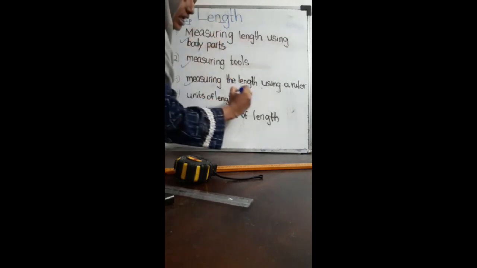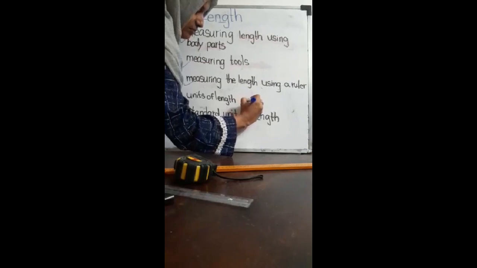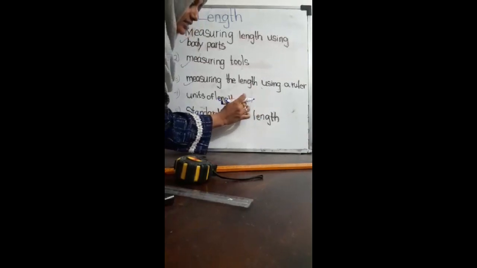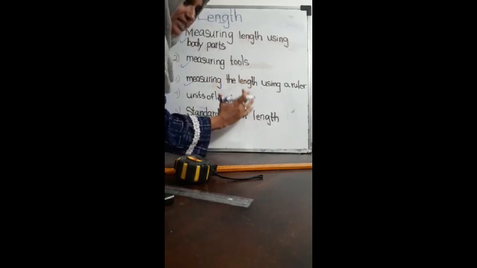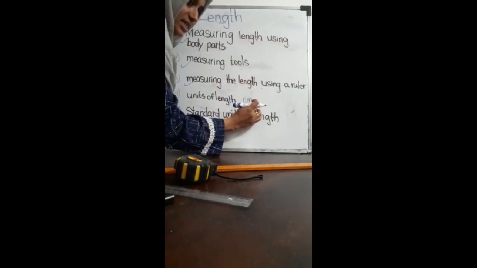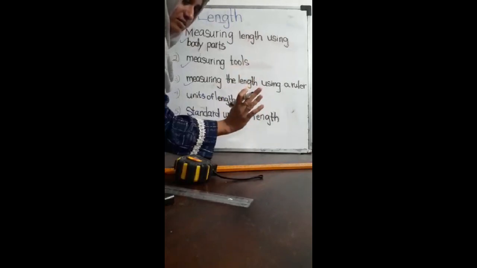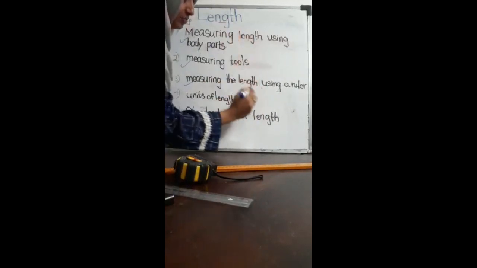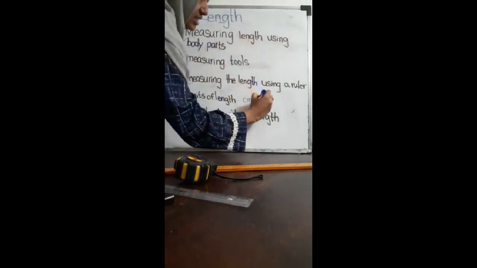For example, I'm going to write the unit centimeter. We can write centimeters as cm. That means this is the symbol of that expanded form, centimeter. We used to measure the smaller length in centimeter. Are you clear? Right. Now let's go to the next unit.